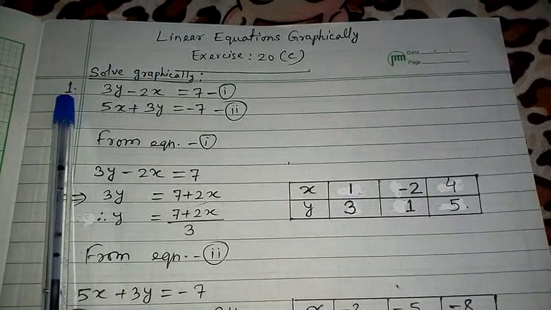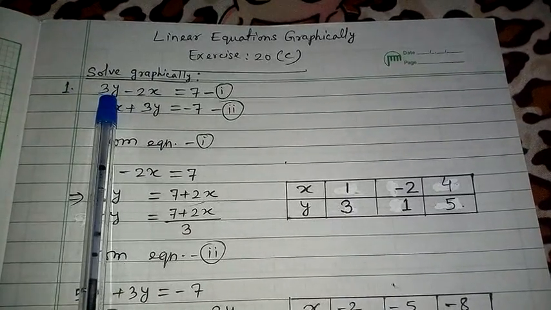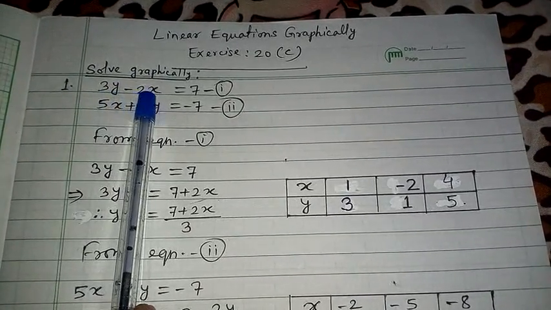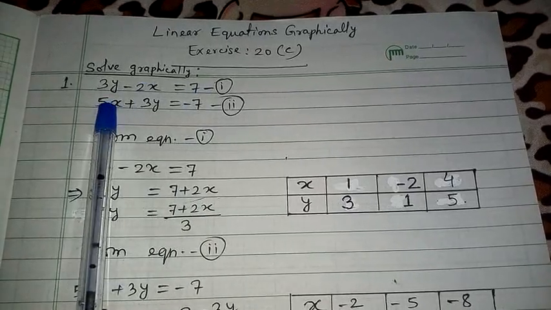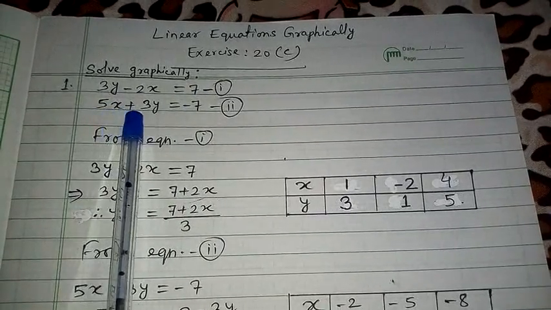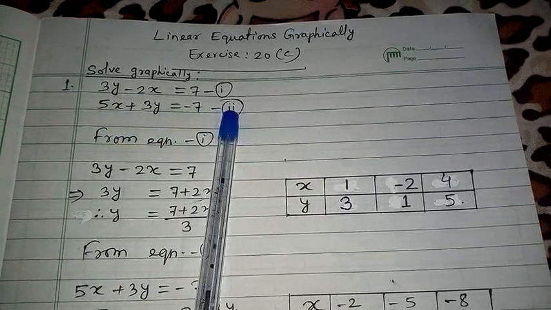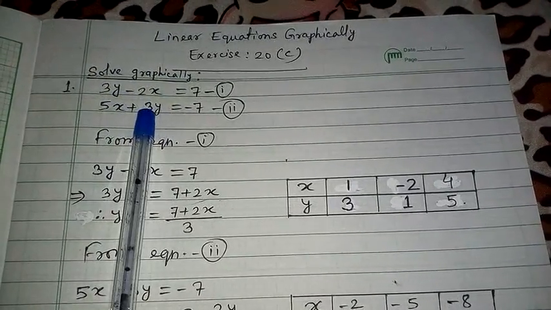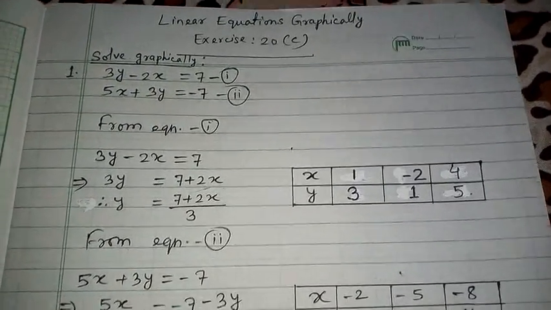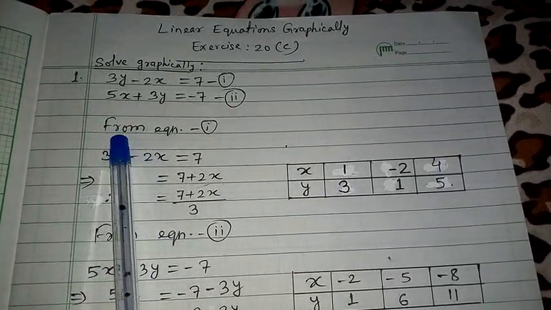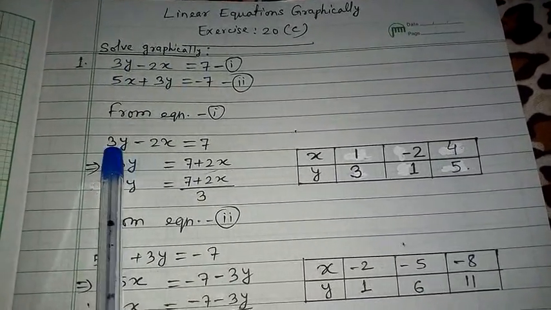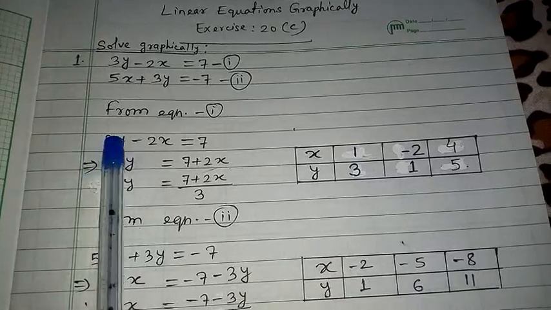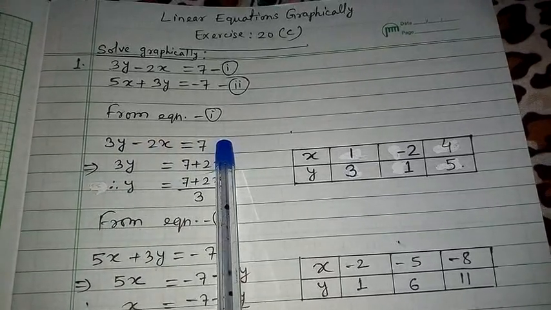So let us begin. Question number 1, we have 3y minus 2x equal to 7. And the second equation we have 5x plus 3y equal to minus 7. So solve means we will find the value of x and y with the help of the graph. So first I take equation 1, and the same equation I write here: 3y minus 2x equal to 7.